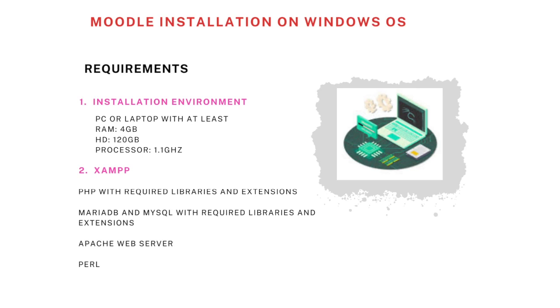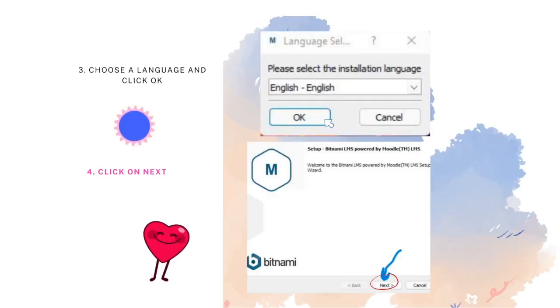The second is XAMPP requirement. X stands for cross-platform, A stands for Apache, M stands for MariaDB and MySQL with the required libraries and extension. The double P stands for PHP and Perl. This also includes the Moodle installation file.